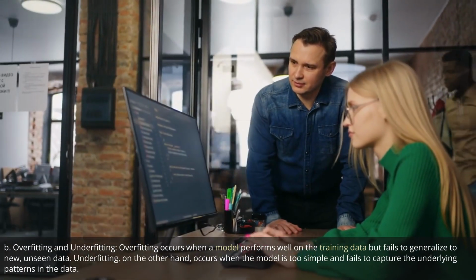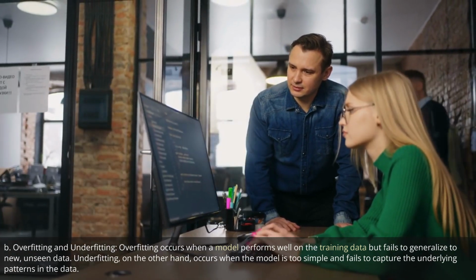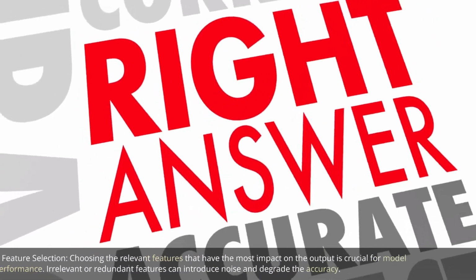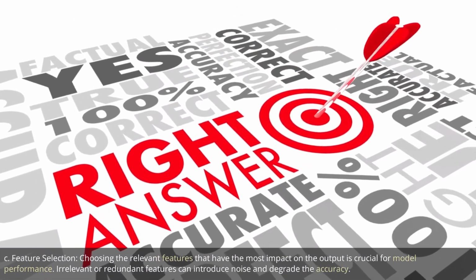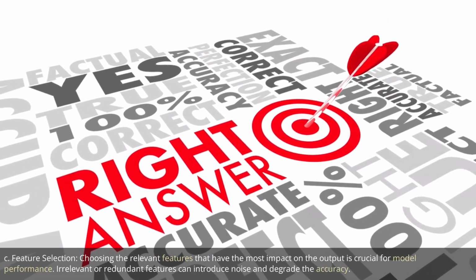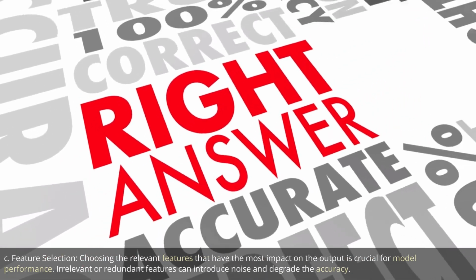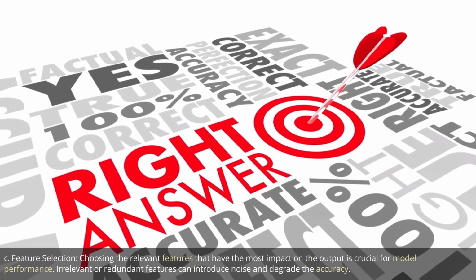Underfitting, on the other hand, occurs when the model is too simple and fails to capture the underlying patterns in the data. C. Feature selection. Choosing the relevant features that have the most impact on the output is crucial for model performance. Irrelevant or redundant features can introduce noise and degrade the accuracy.